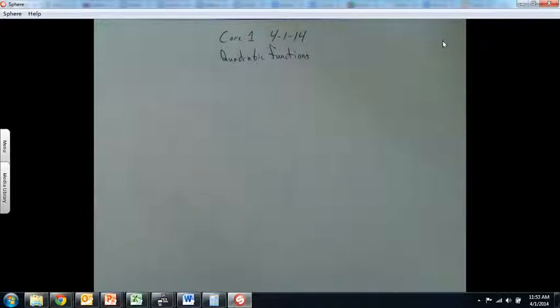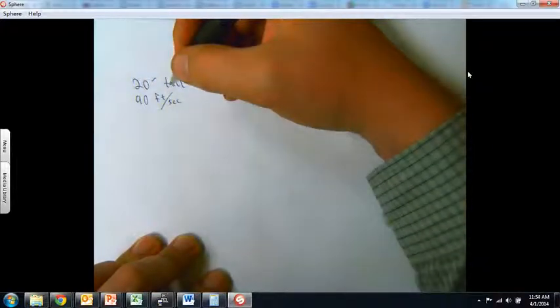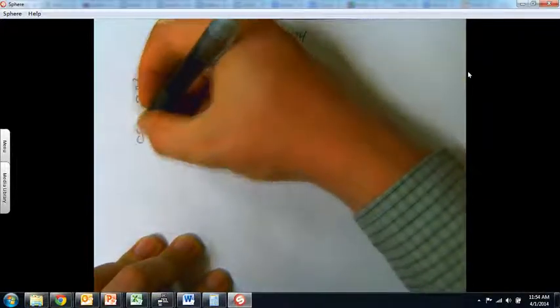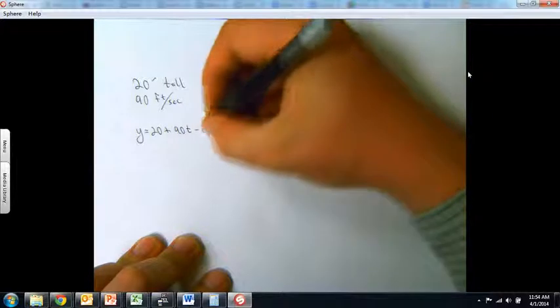Suppose that instead of just being dropped, a pumpkin is now being shot into the air with a cannon. The cannon is 20 feet tall, shooting the pumpkin straight up at a velocity of 90 feet per second. Its height is represented by the equation below. So I gave you the equation y equals 20 plus 90t minus 16t squared.